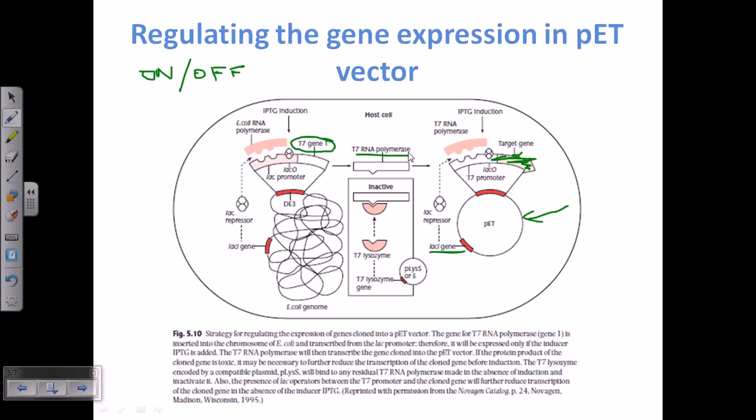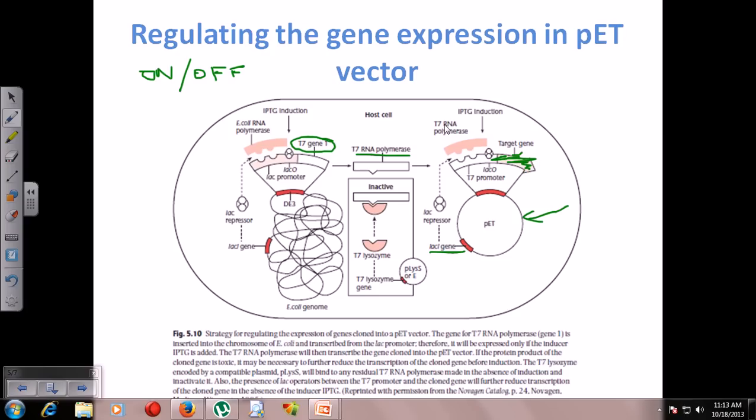So the basic principle of this process is that it is a two component system. The very first component is the E. coli genome and its expression. The second part is the expression of the pET vector. The expression of this T7 gene is required for the expression of the pET vector, or the target gene. Actually, the target gene is the one we need to express inside this E. coli host cell, because this is the gene of our interest.